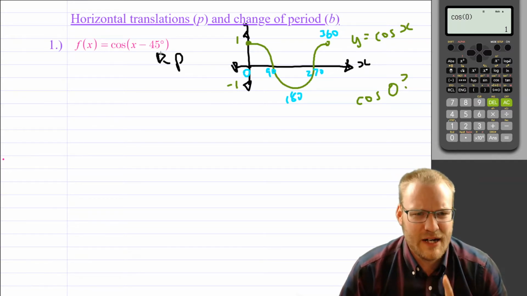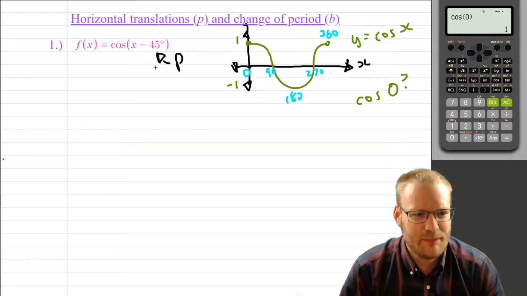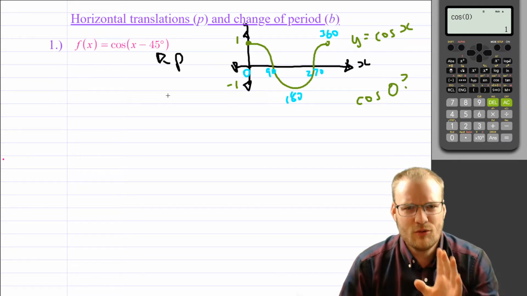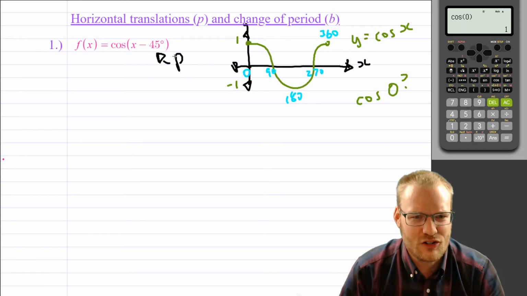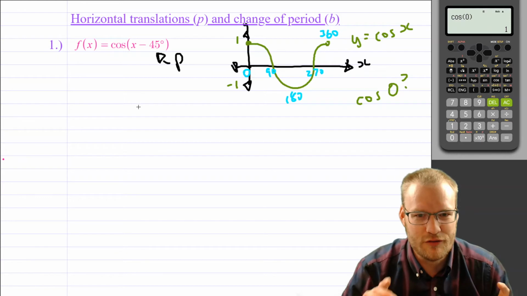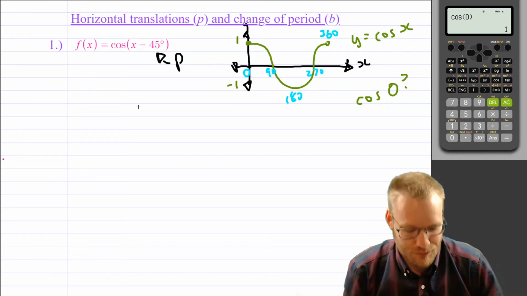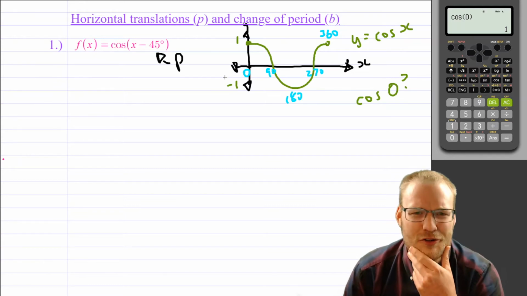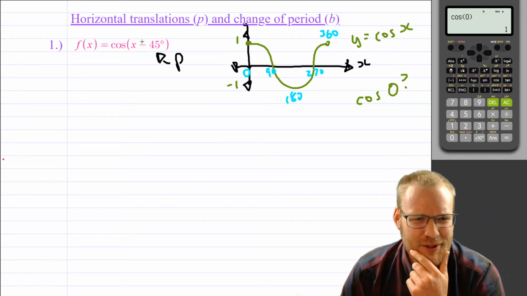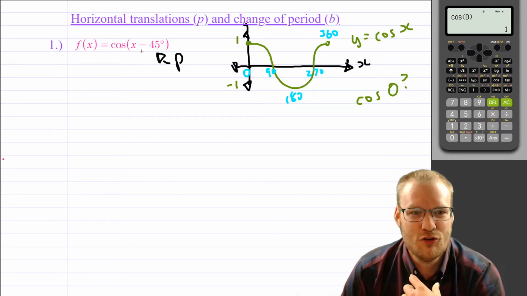Now, the x minus 45. Now, 45 is our p value, and it's x minus 45. Given what you know about parabolas and the other functions where we looked at p, what do you think p will do? Do you think it's going to move it left, or do you think it's going to move it right? Okay, so what did you go for, left or right? Well, remember we said it almost feels like it does the opposite. So minus 45 means that it's going to move right by 45.